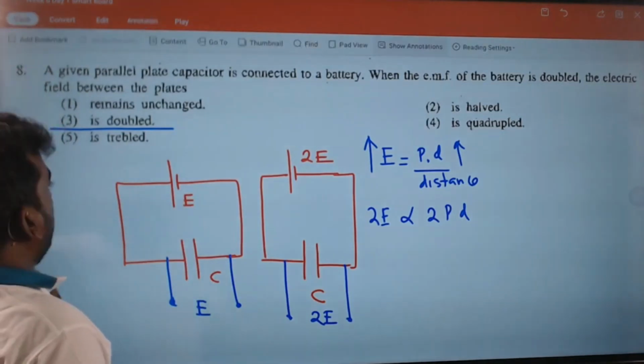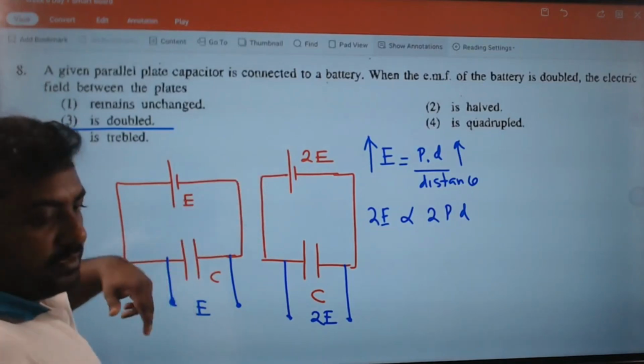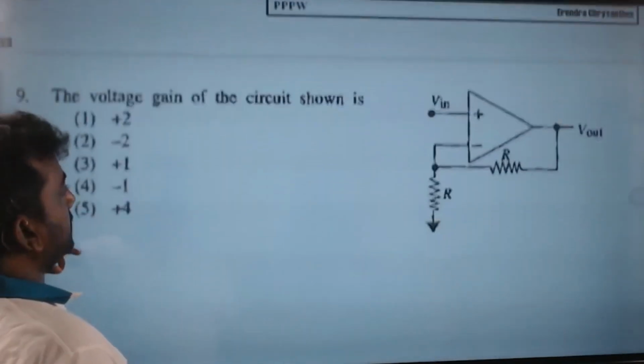Therefore, the electric field will also double. Electric field will also double. Okay? Right.